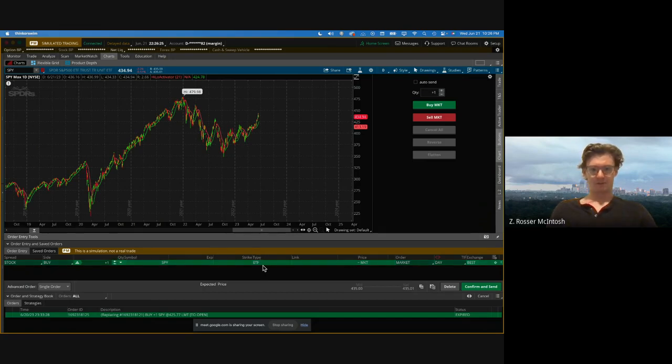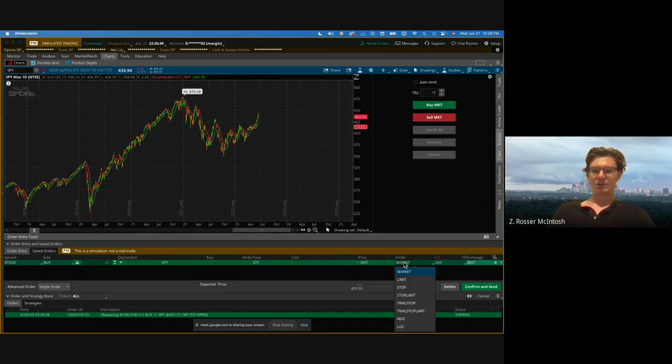We have type ETF, exchange traded fund. That's because SPY is an ETF. Symbol, of course, SPY. That's going to match whatever's here when we hit buy market. In this case, MKT. That means that we're entering a market order.